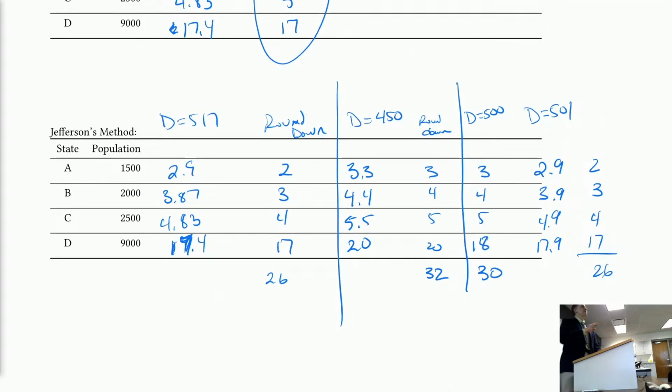But anyway, if this actually did work, you would keep narrowing down your divisor until you found one that worked. And by work, I mean when you round down, you get 29, not 26 or 20 or 30.